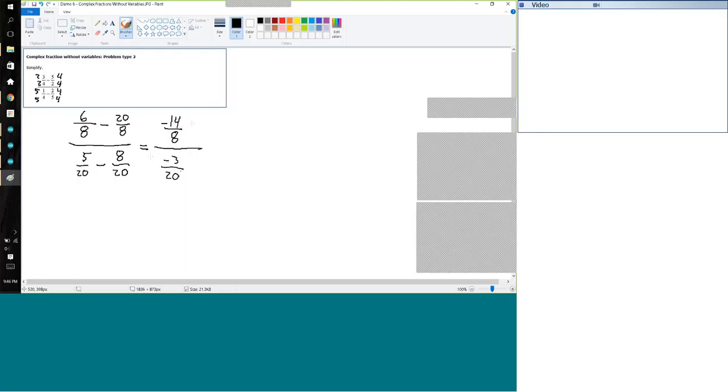And now, since we have one fraction in the denominator, we can do the keep it, change it, flip it. So I'm going to keep it, change it, flip it. We're going to keep the negative 14 over 8, change the division, which is really what this fraction means, is division, to multiplication, and flip the denominator to be 20 over negative 3.